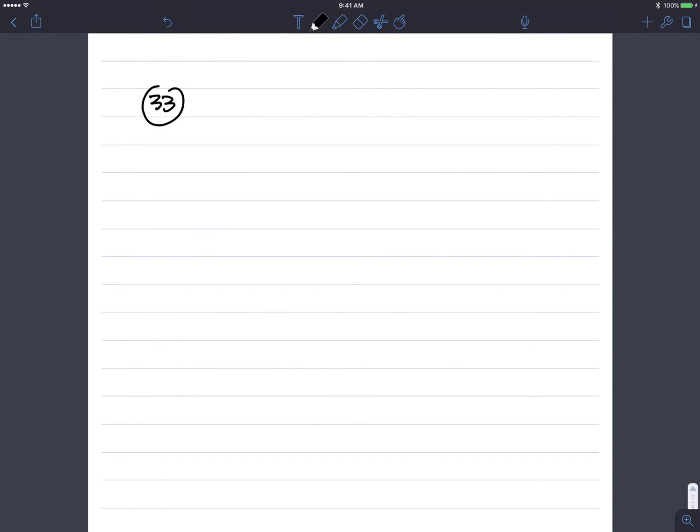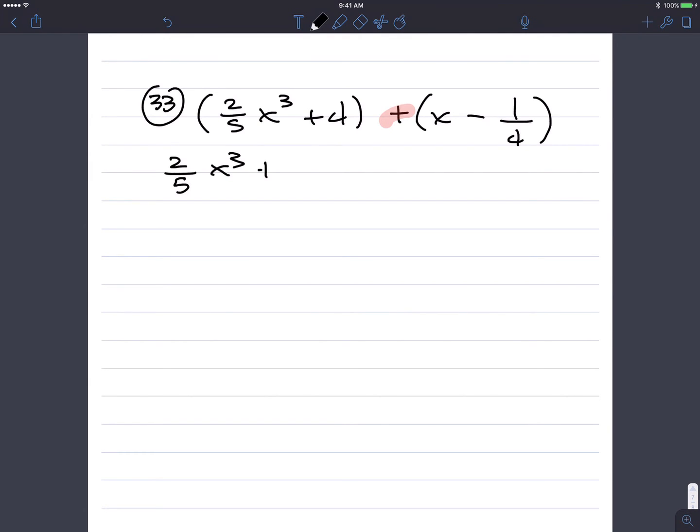And finally 33. 2/5 x to the third power plus 4, plus x minus 1/4. Since this is addition, we drop the parentheses. Just drop the parentheses. And again, combine your like terms. Let's find the apples. I got x cubed. There are no other apples. Okay, so this will give me 2/5 x cubed. Let's find the bananas.